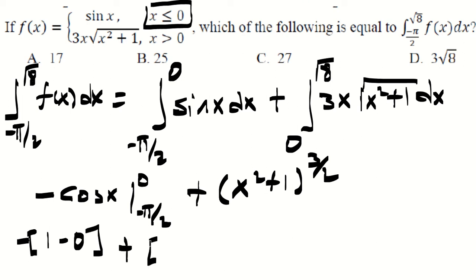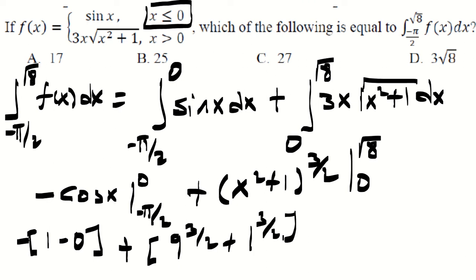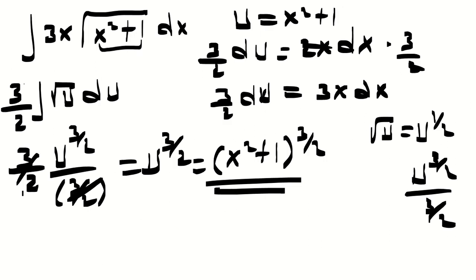Plus the other evaluation, from 0 to radical 8. Substitute radical 8 here. Radical 8 squared is 8, 8 plus 1 is 9. 9 to the power of 3 over 2. Plus, again substitute 0. When you substitute 0, 0 squared is 0 plus 1, just 1. 1 to the power of 3 over 2. Again, this one is negative 1. How do we get 9 to the power of 3 over 2? 1 to the power of whatever is 1, you know. But 9 to the power of 3 over 2, how does it come? Let me show you how it comes.